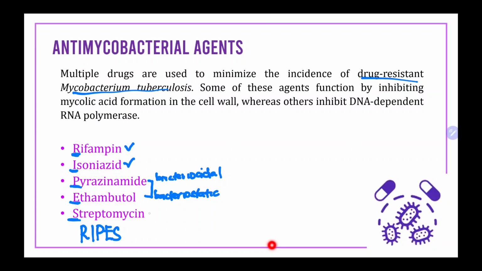And lastly, we have your streptomycin, which is an aminoglycoside and generally used as a second-line drug in the treatment of tuberculosis.